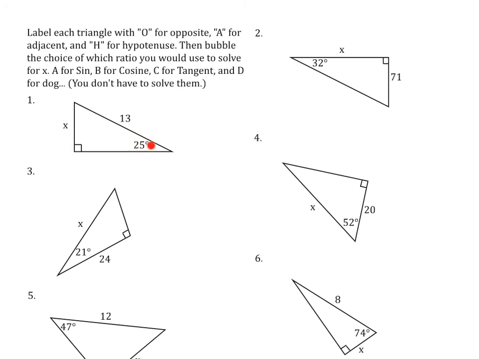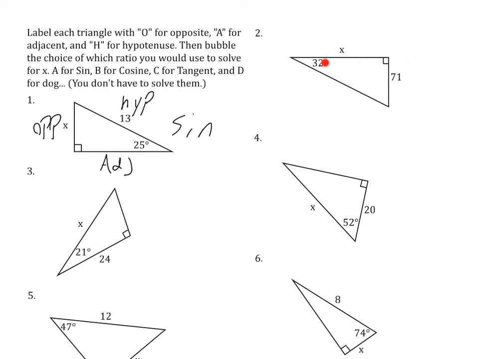So I've got my reference angle, I have the opposite, I have the hypotenuse. So that's soh, opposite over hypotenuse. So I'm going to use the sine ratio. And it wants us to label, so we've got opposite, we've got the hypotenuse, and we have adjacent. And that's all you have to do for that section.